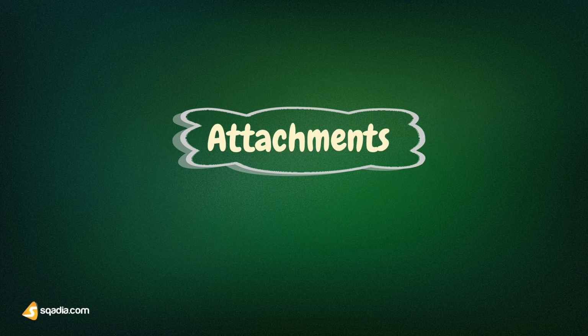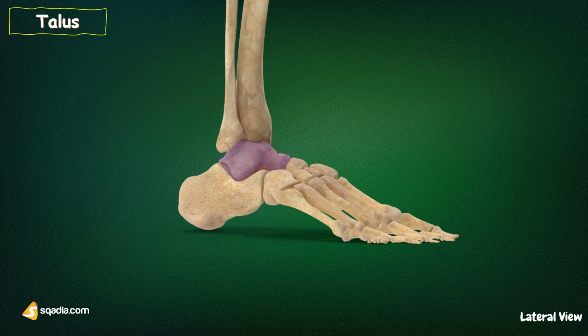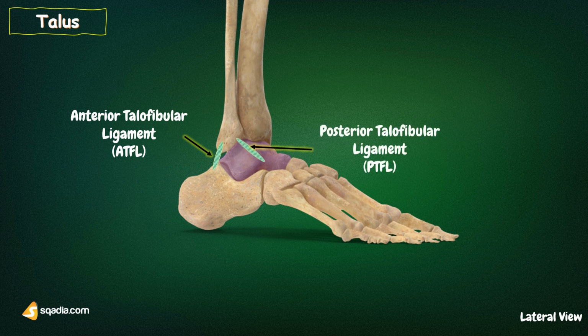We will now go through the muscular attachments of the bones of the foot, starting with the talus bone. As mentioned before, the talus has no muscular attachments. For stability, ligaments do attach to it in various directions. The anterior and posterior talofibular ligaments provide stability to the ankle joint from the lateral side. And on the medial side, the talus bone is held by a massive ligament named the deltoid ligament.